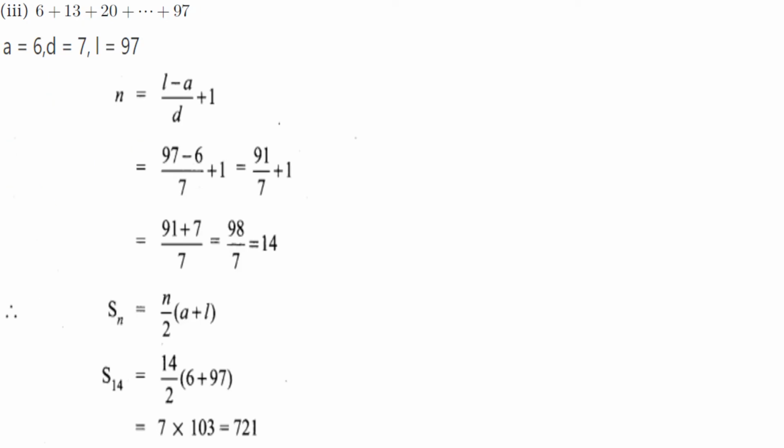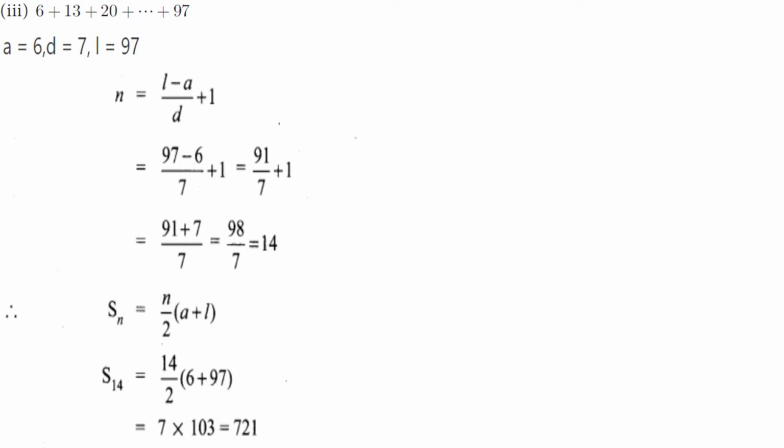Question: 6 plus 13 plus 20 plus etc. up to 97. So here A equal to 6, D equal to T2 minus T1, that is 13 minus 6 equal to 7. L means last term, that is 97. First we have to find the value of N. So that formula is N equal to L minus A by D plus 1. L is 97 minus 6 by 7 plus 1, that is 91 by 7 plus 1.